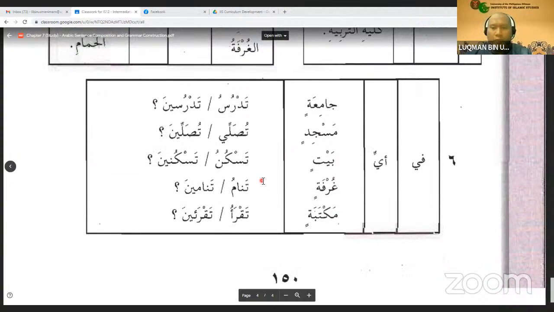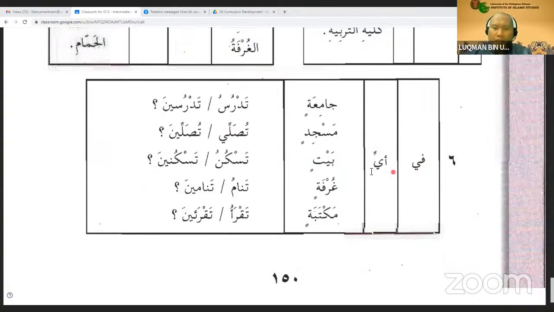Okay, last table. في أي جامعة تدرس. If you're talking to a masculine, to a male, but if you're talking to a female, تدرسين.